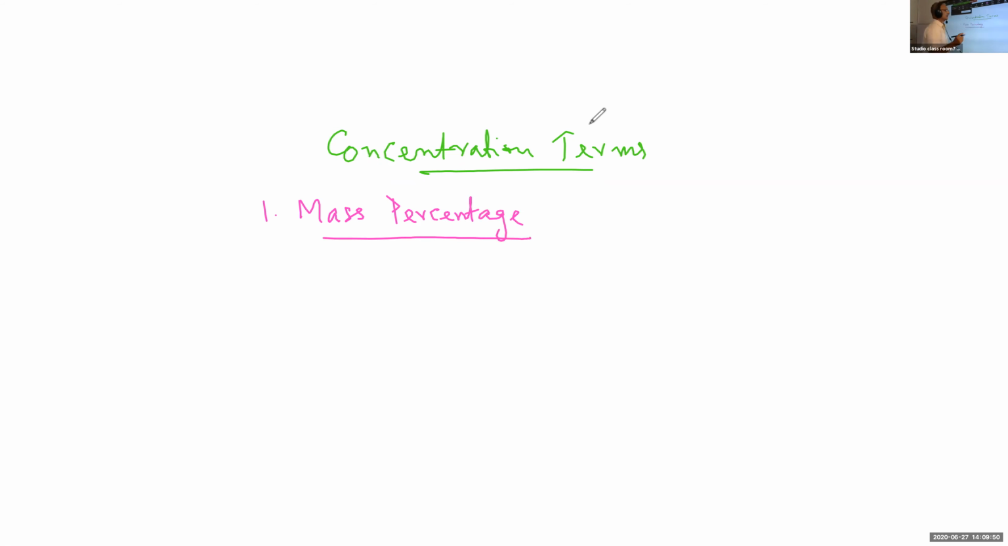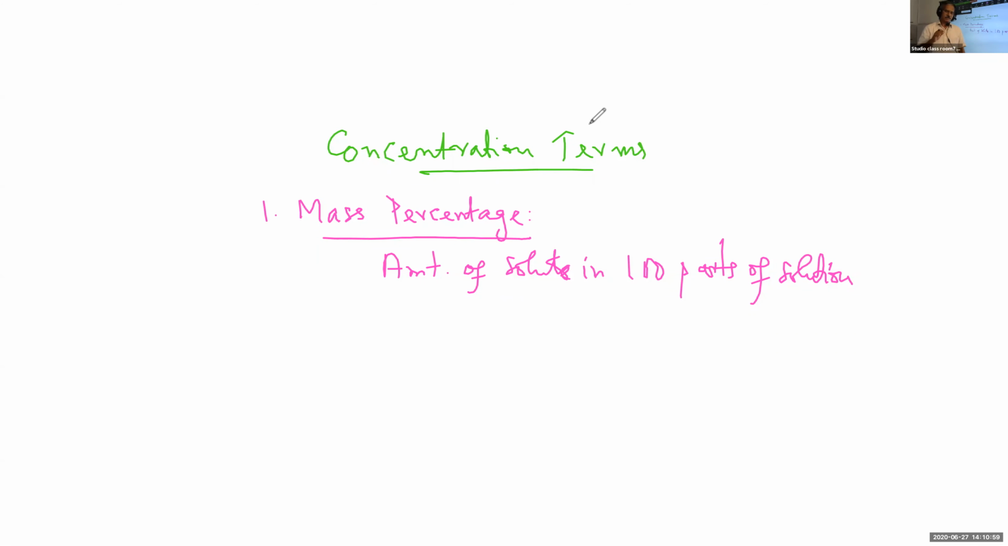Say, you think of a binary solution, two component system. In a two component system, there are only two substances. One is solute and the other is solvent. Let us take the mass percentage of the solute. What's meant by the mass percentage of the solute? It is the amount of the solute present in 100 parts of the solution. That is called the mass percentage of the solute. Similarly, the mass percentage of the solvent. That is the amount of the solvent in 100 parts of the solution.